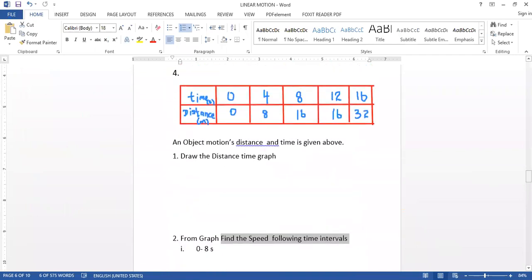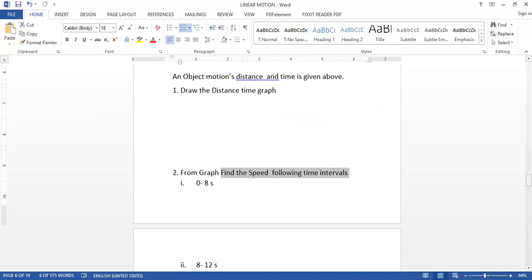Distance time graph we'll be talking about, or velocity time graph, and that types. There are 3 methods.